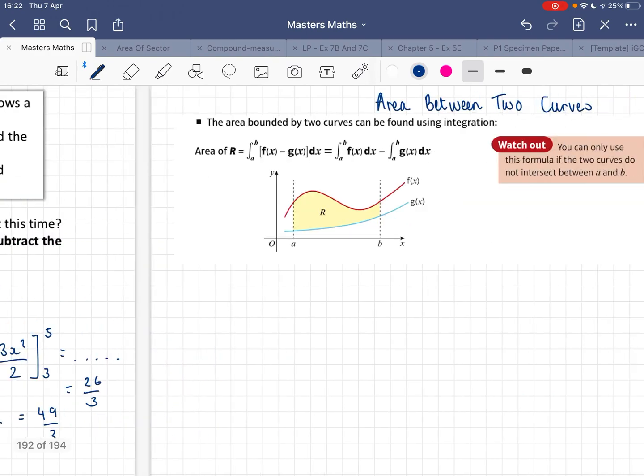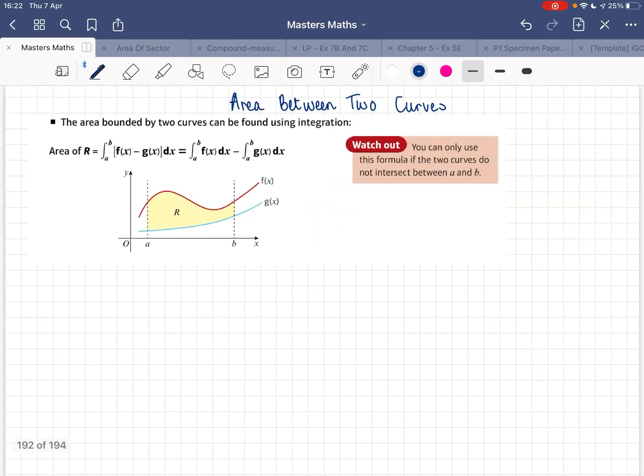Okay, hope that makes sense. The next type of question you could be asked, and the final one, before we look at trapezium rule, which is slightly different and I will do in a separate video, is finding the area between two curves. So we've done just the area under a curve, we've done the area between the curve and a line, and now we need to do area between two curves to finish it off.